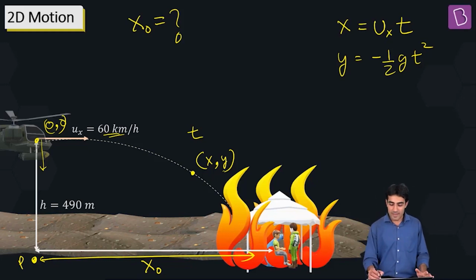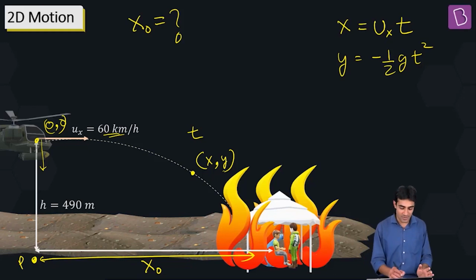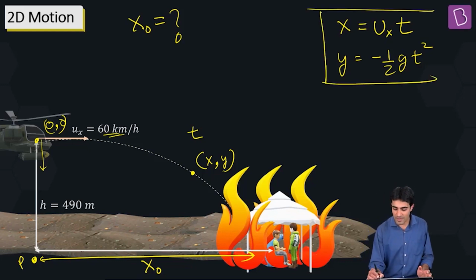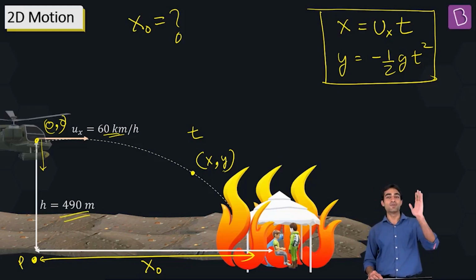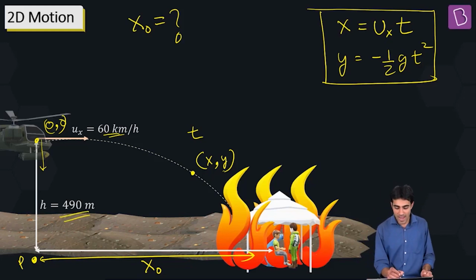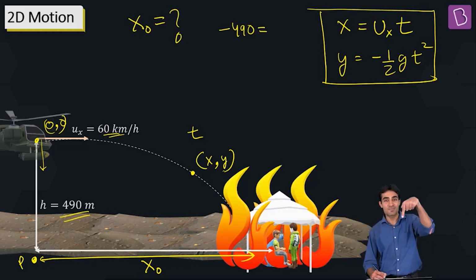Now we can place the value of time from equation 1 into equation 2, or place the value of time from equation 2 into equation 1, and we will get the equation of the trajectory. Right? And we have to find the value of x naught. So at the instant y is equal to 490 meters, we can find the value of x naught. Yes, we can find the value. So let's proceed. Now y is equal to minus 490. This is the vertical displacement. I write negative because y is in the negative direction. It is below the origin.